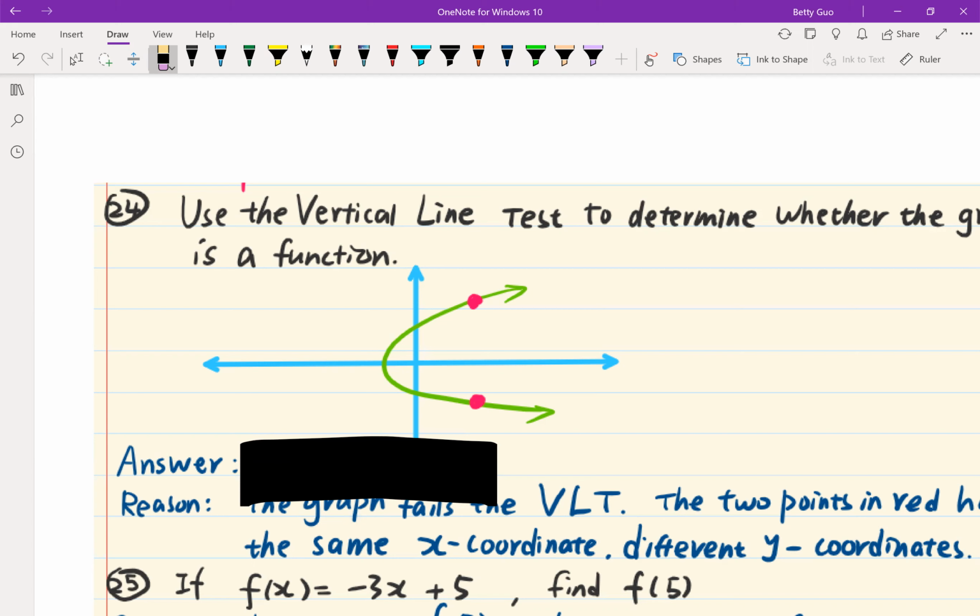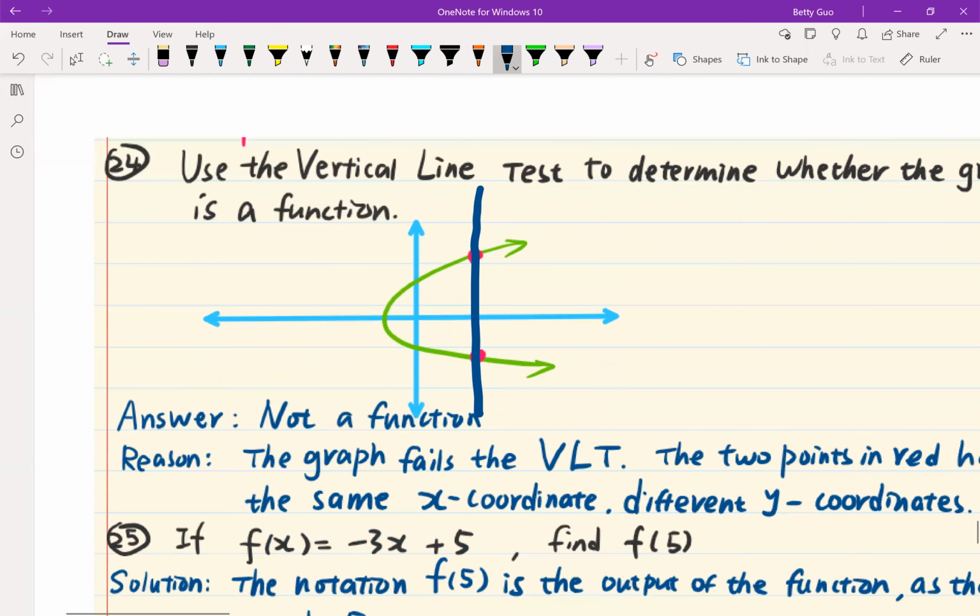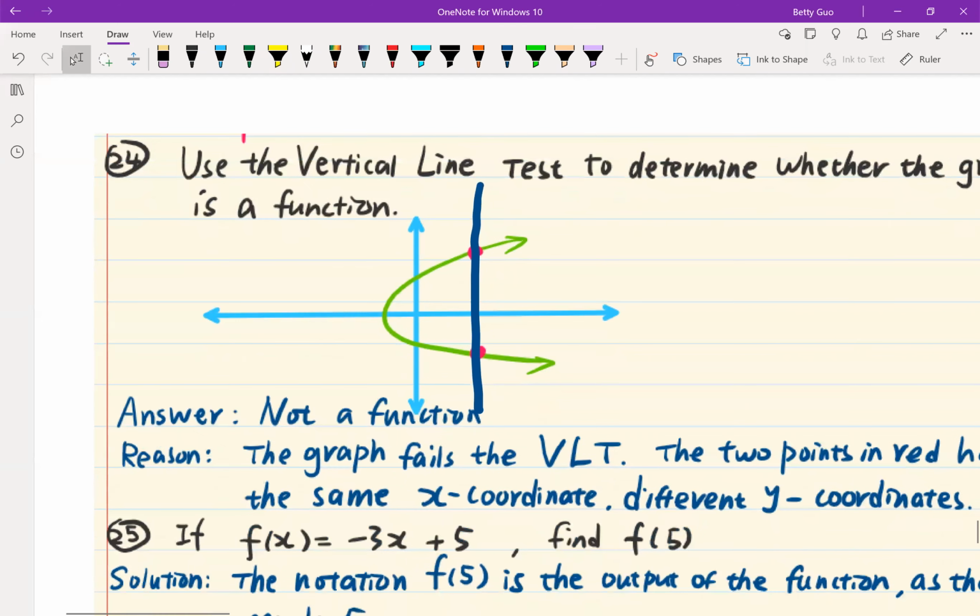Determine if that's a function or not. No, it's not a function, right? Because you will see a vertical line passes the graph more than once. Those 2 points have the same x, different y, so it's not a function. All right, vertical line test is for 24.